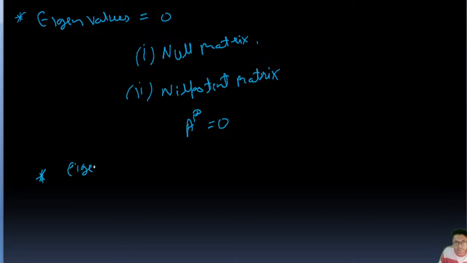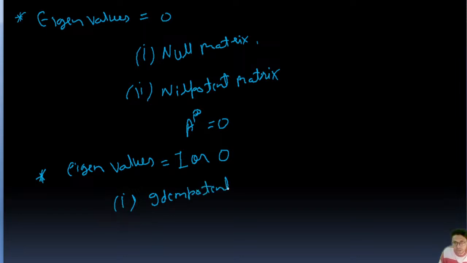Next point, eigenvalues equal to 1 or 0, either 1 or 0. For what matrices are eigenvalues going to be either 1 or 0? That is for the idempotent matrix. The definition of an idempotent matrix is that the square of the matrix is the matrix itself, that is, A squared equals A. So this is about the idempotent matrix.